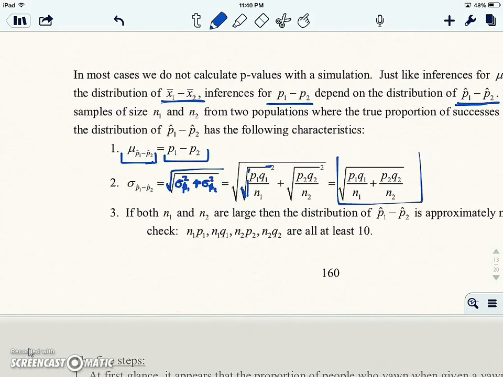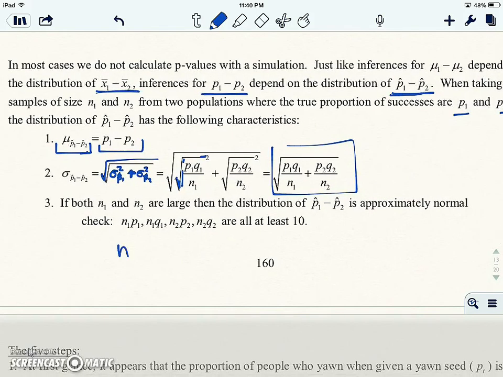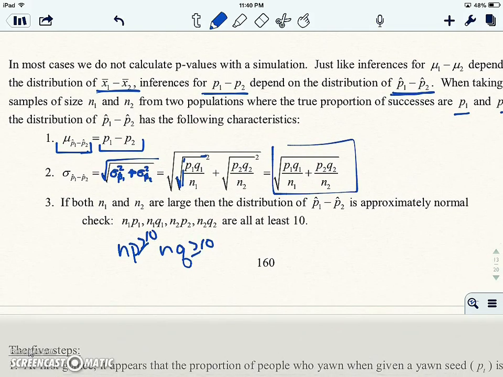So this formula. We also have to check conditions. Okay, again we need that n times p and n times q are greater than 10 for both sets of data, or both proportions. So this is what we've been doing over and over again. And if you need to go back and look at the old notes.